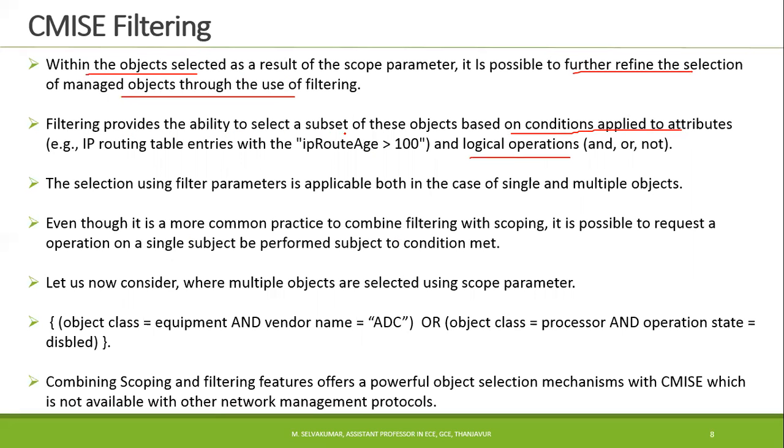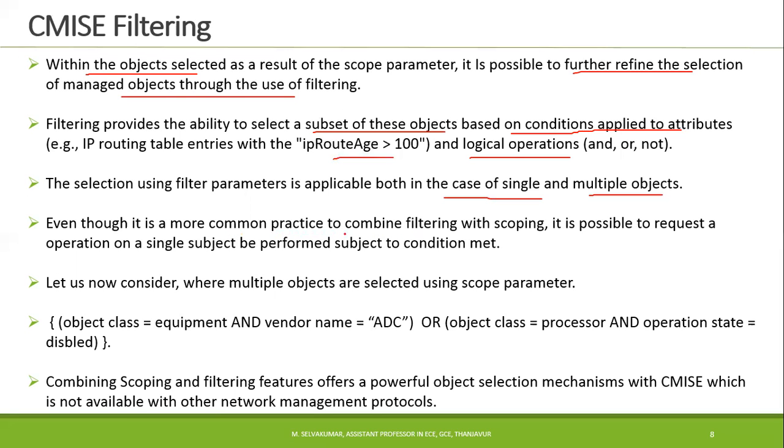Filtering provides the ability to select a subset of these objects based on a condition applied to the attributes, for example, IP routing table entries with the IP route age greater than 100. If the IP route age is greater than 100, that object will be selected and the response will be sent to the managing systems. The selection using filter parameters is applicable both in the case of single and multiple objects. By using the filter parameter, we can select single and multiple objects.